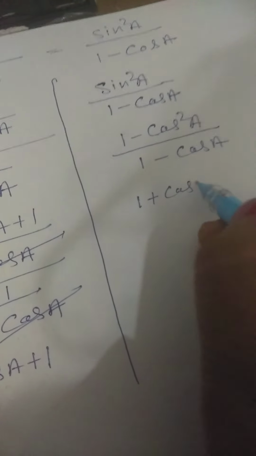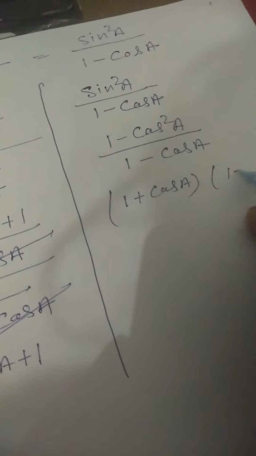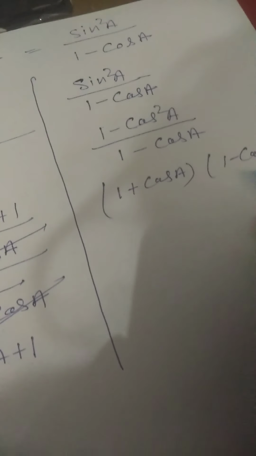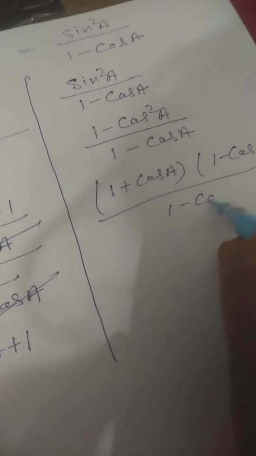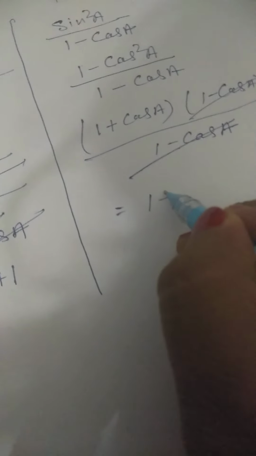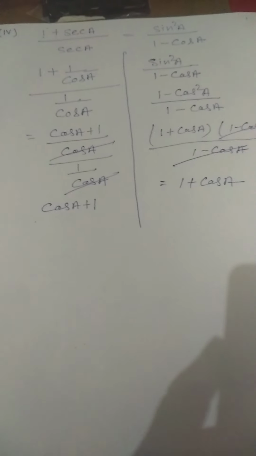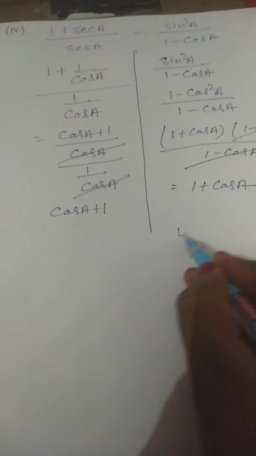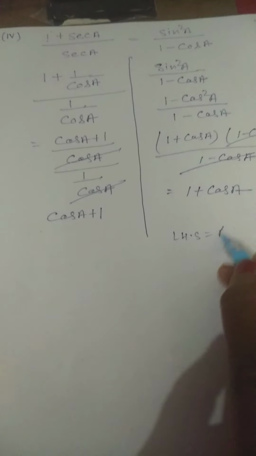1 plus cos A, 1 minus cos A, 1 upon 1 minus cos A. 1 minus cos A will be cancelled, and you got 1 plus cos A. LHS is equal to RHS. Both are equal, no? 1 plus cos A, 1 plus cos A, LHS and RHS.